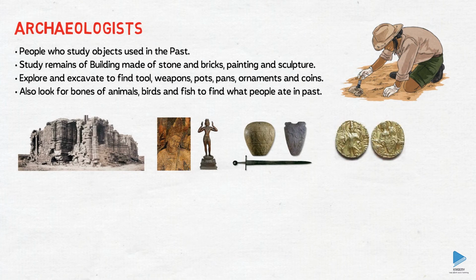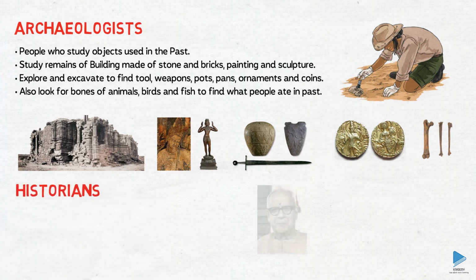Some of these objects may be made of stone, others were of bone, baked clay, or metal. Objects that are made of hard, imperishable substances usually survive for a long time. Archaeologists also look for bones of animals, birds, and fish to find out what people ate in the past. Plant remains survive far more rarely.